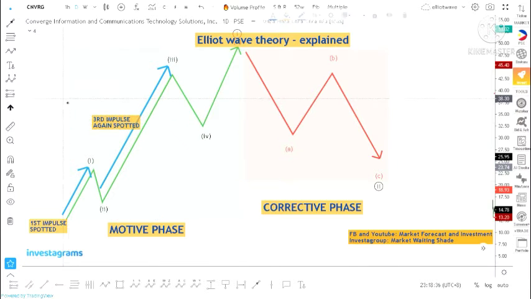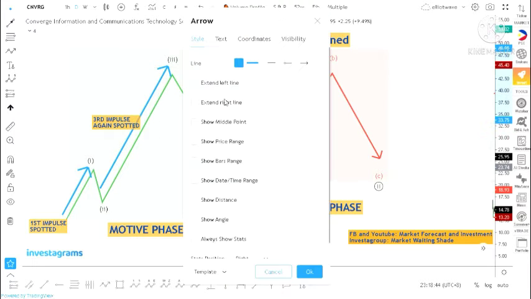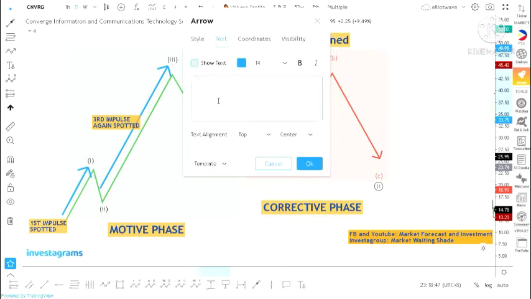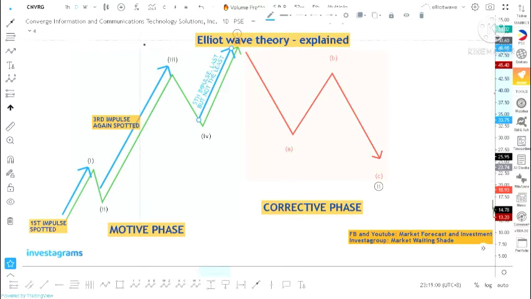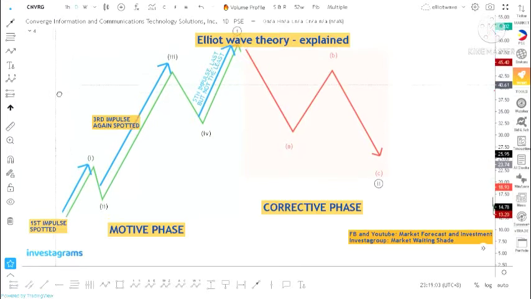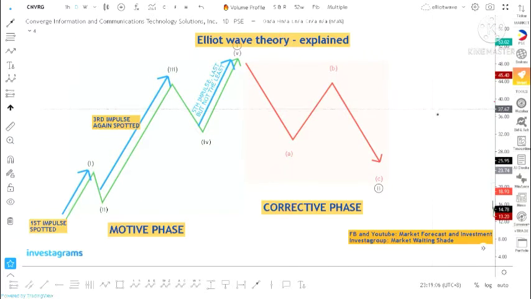And finally, we have the last impulse. So this is the last impulse, our fifth wave, fifth impulse. Last but not the least. Actually, it's a joke for me. So this is the fifth impulse. Why do you have to stress this area?